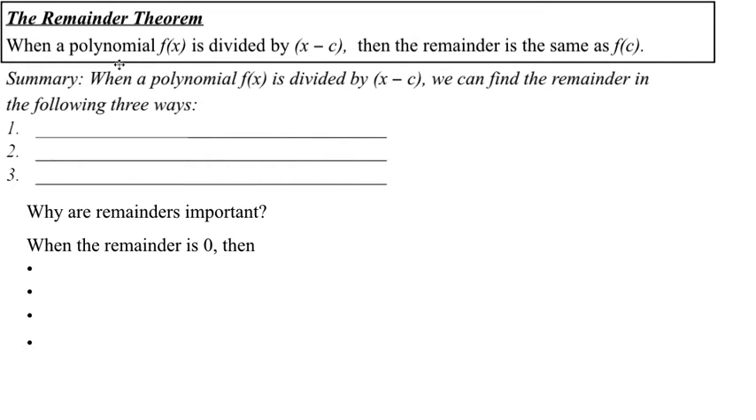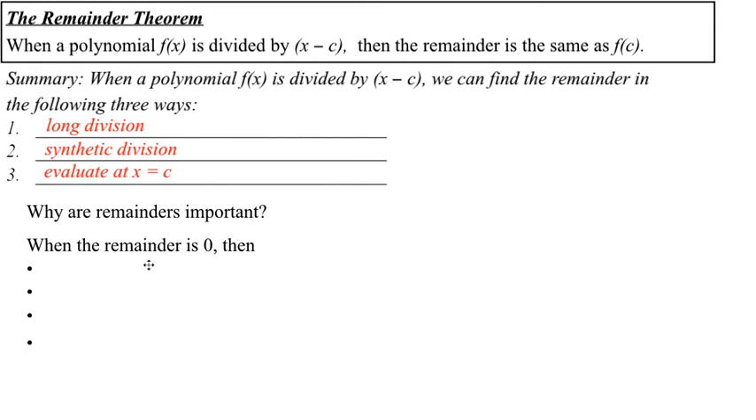So why do we care about these remainders? Well, there's something called the remainder theorem, and it says when a polynomial is divided by a factor, x minus c or x plus c, the remainder is the same as if you were to evaluate the function at that value. So here's a summary of what we've said so far. When a polynomial f of x is divided by a factor, we can find the remainder in the following three ways. We could use long division, we could use synthetic division, or we could just evaluate it at that value.